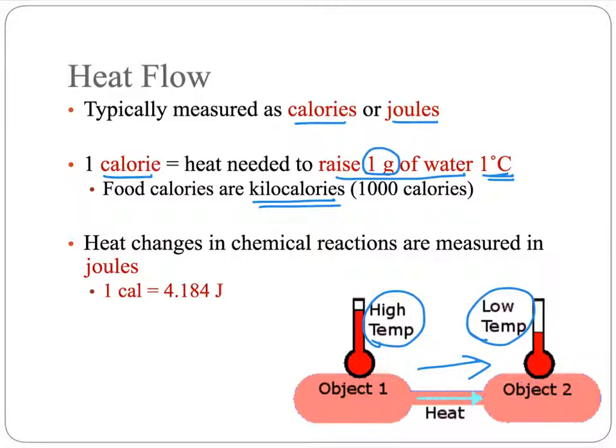More typically, when we're talking about chemical reactions, when we measure heat changes, we measure them in joules. That's the standard unit for measuring heat change. And a conversion that you should get very familiar with is that 1 calorie is equal to 4.184 joules.